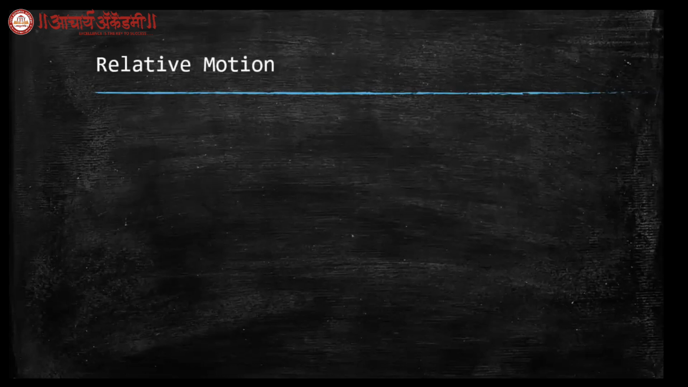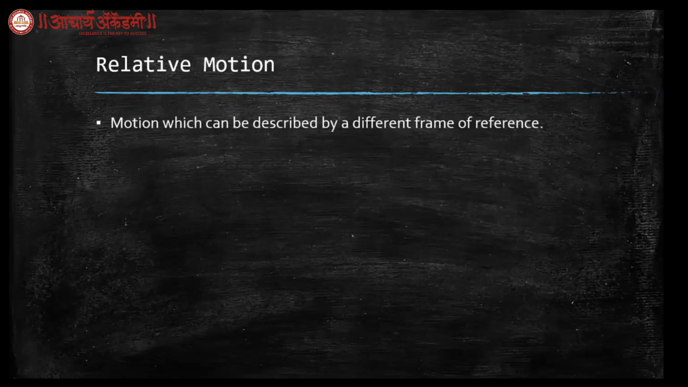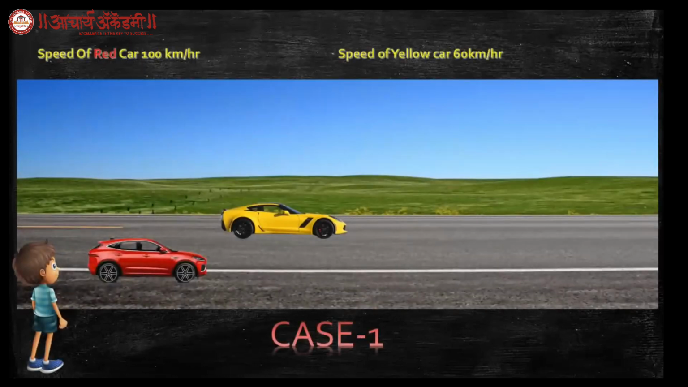So we will now see relative motion. Motion which can be described by a different frame of reference is called relative motion. In this, I am going to consider many of the following cases in which you will clearly understand what relative motion is.